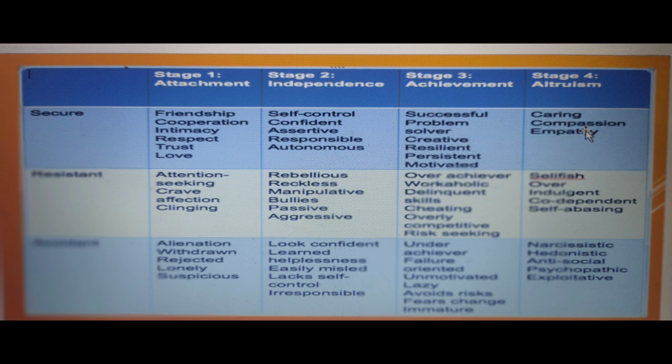In stage 3, they achieve success in their life. They are successful in solving problems, they have a creative mind, and they are very persistent and motivated persons in their life. In stage 4, when the attachment is established, they become a caring and compassionate person in the world. So thus this theory explains attachment. It explains the attachment between human persons more briefly.